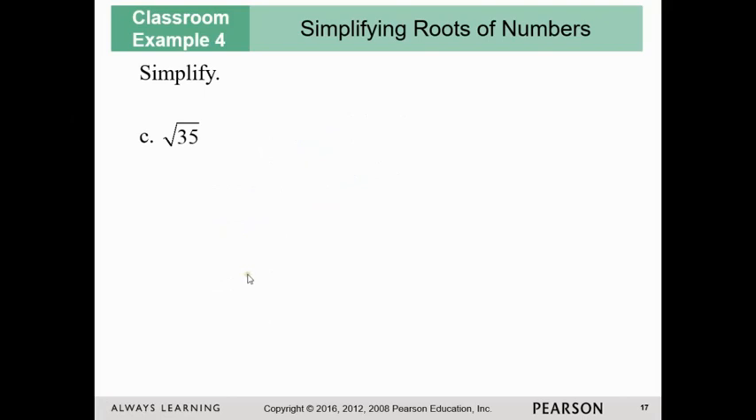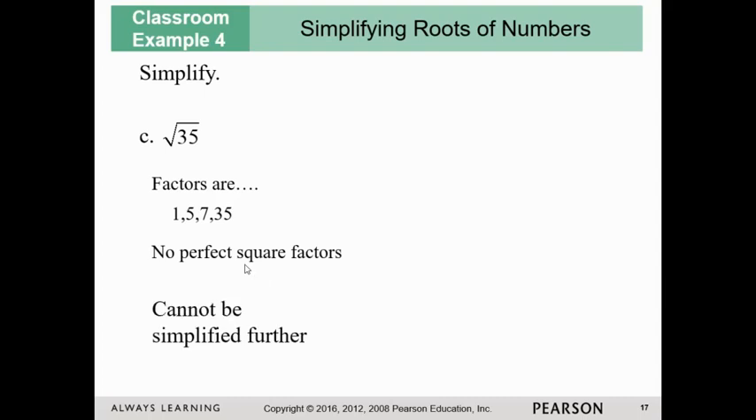So now we have the square root of 35. So we've got to think about, are there any perfect square factors that'll go into 35? Our factors are 1, 5, 7, and 35. None of those are perfect square factors. So we can't simplify that any further. So it cannot be simplified any further.